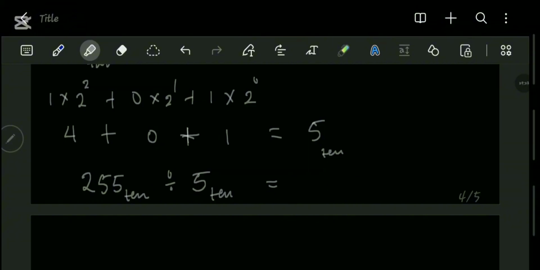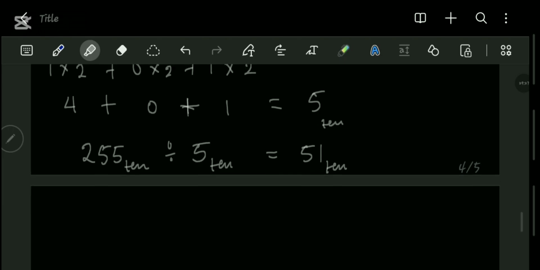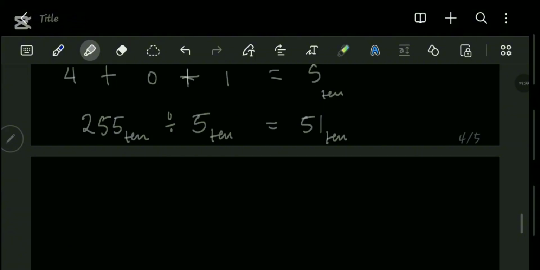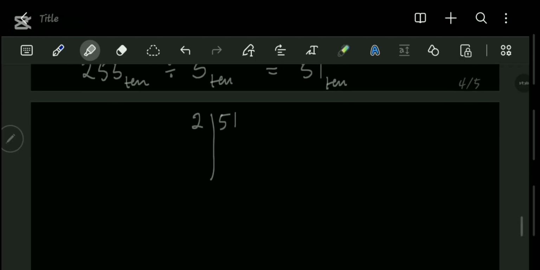255 divided by 5, that's 51 in base 10 from the question, right? Now this answer, we have to convert it to base 2, right? So we're just going to divide it by 2. Since it's already in base 10, we divide it by 2, and of course there are going to be remainders. So 2 goes in 51, that's 25, right? And 2 times 25 is 50. What will you add to 50 to make 51? That's 1. So we have remainder 1.